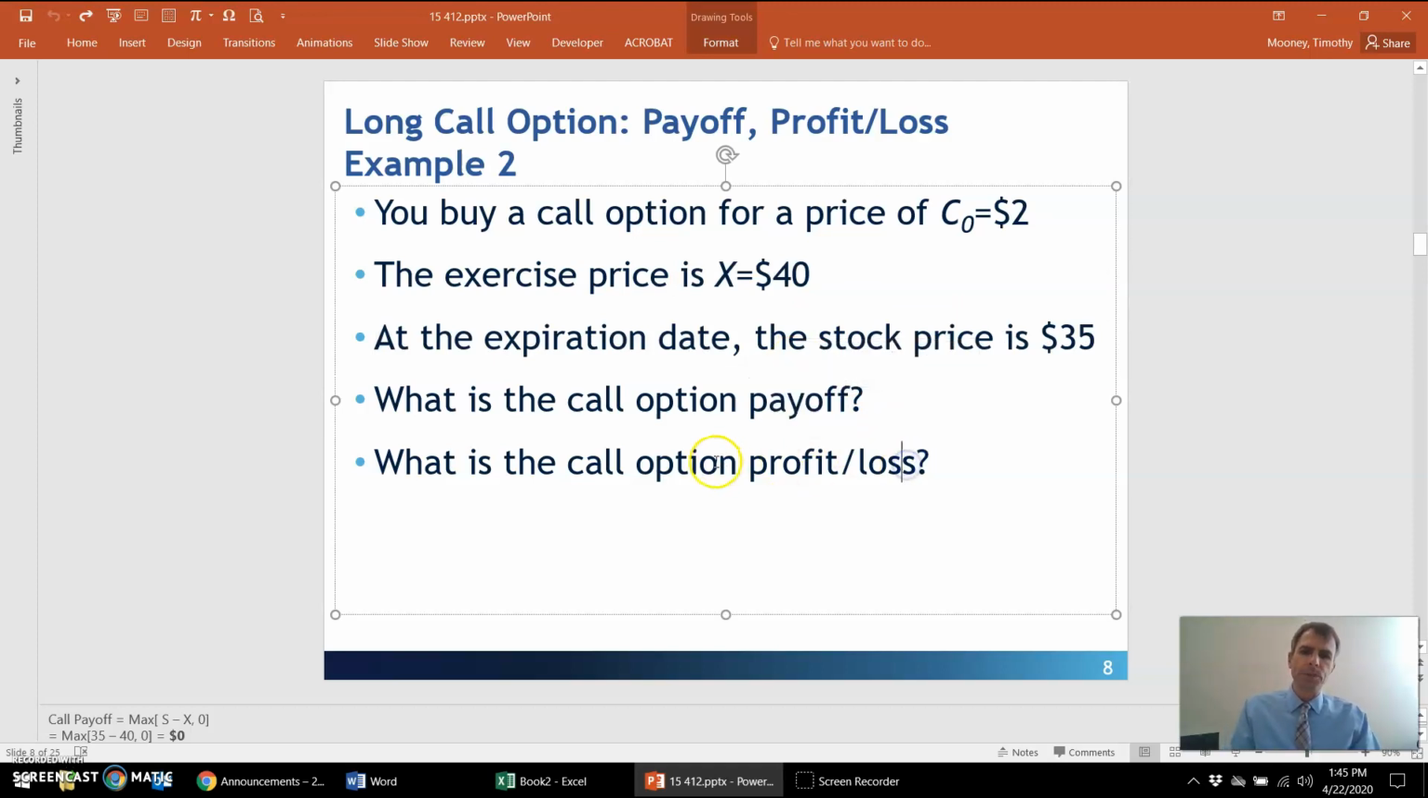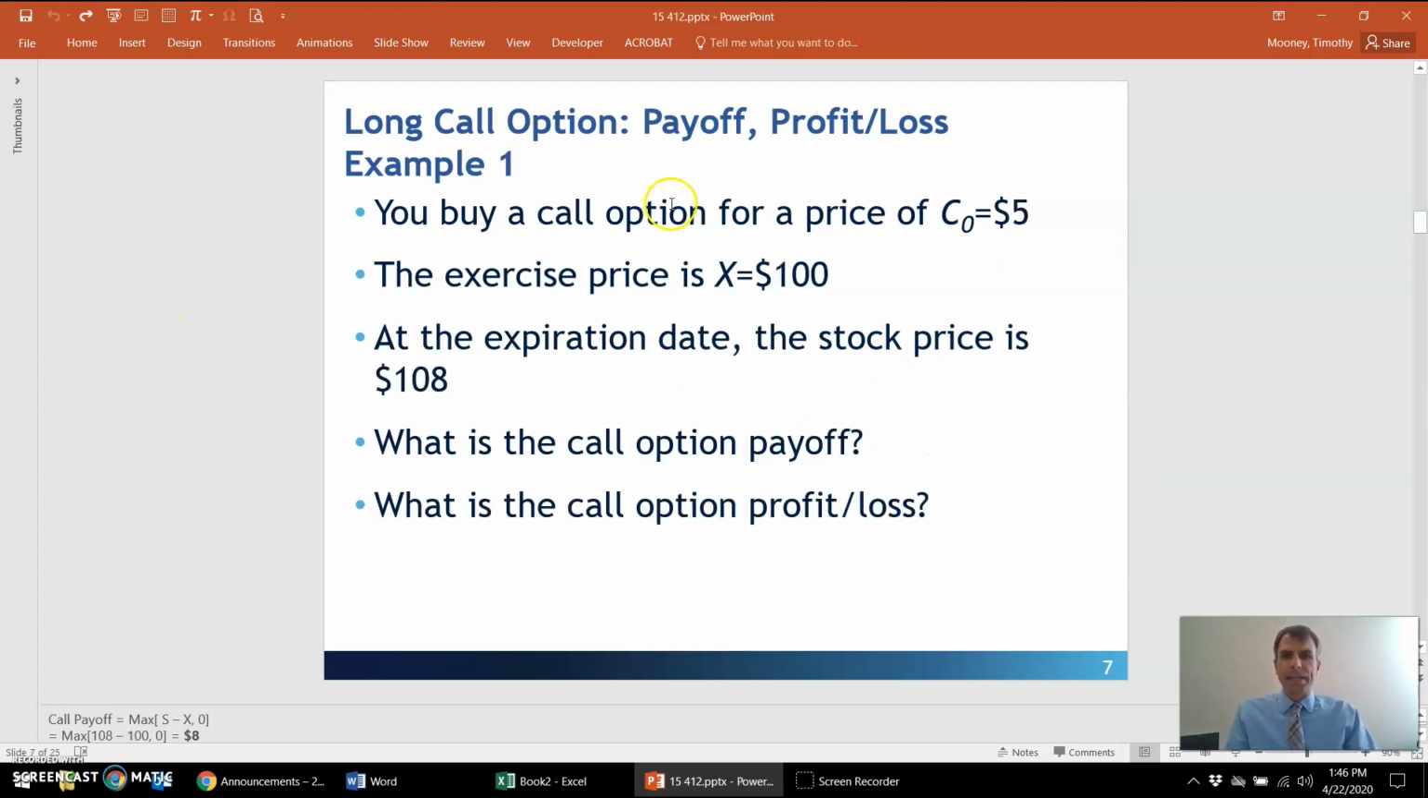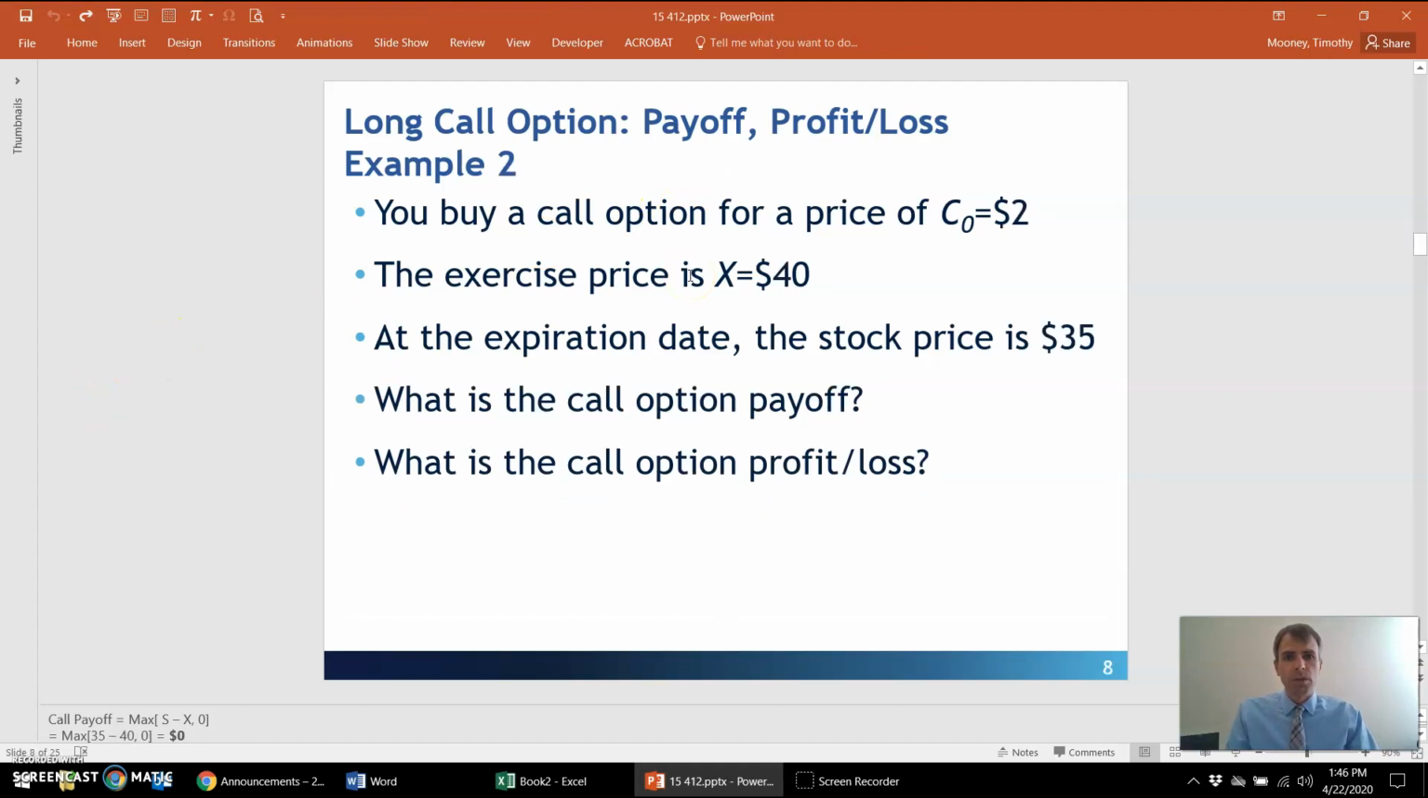And we would lose some money in reality on this. If we paid $2 for a call option and didn't exercise it and it just expired, our loss would be $2. So a couple examples, one with an in-the-money call option, one with an out-of-the-money call option.